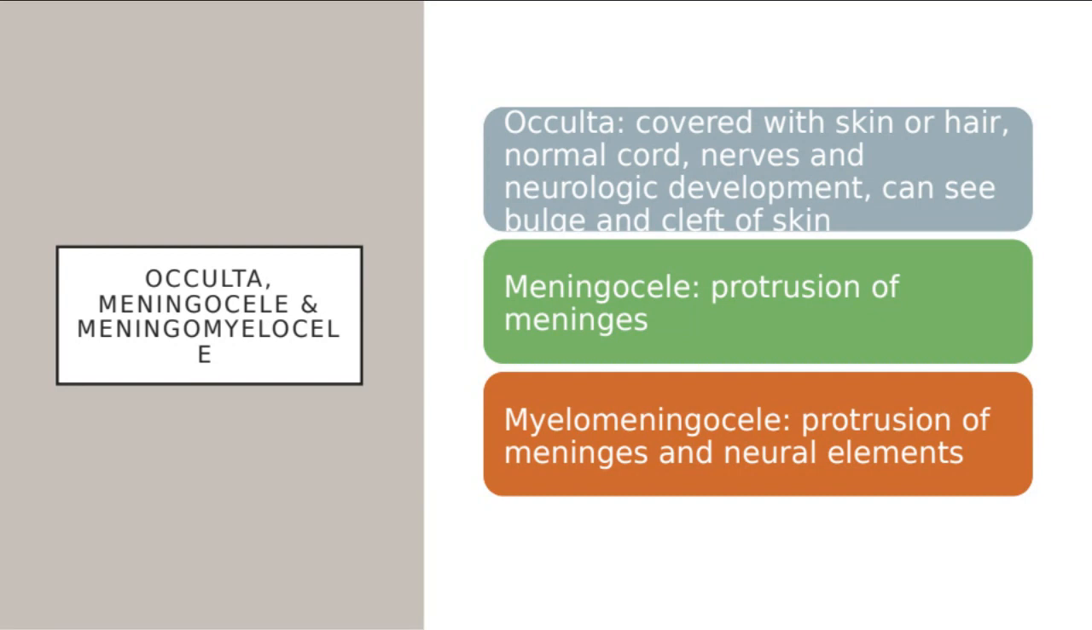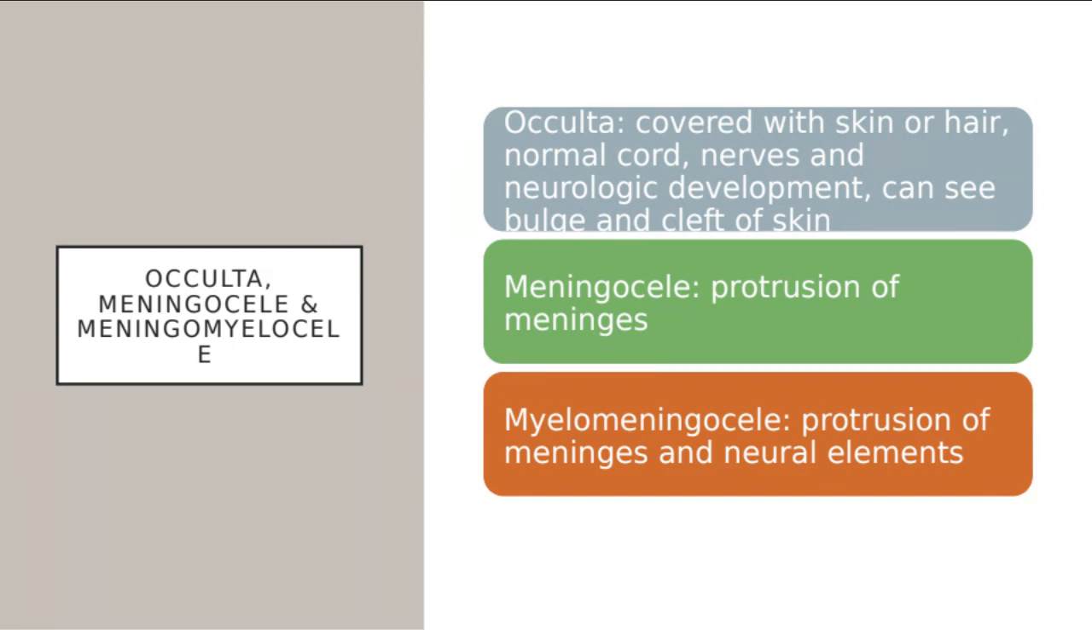This is when we have normal cord, our nerves and neurological development are normal, and all we see is a little bulge. So we have a diagram on the next slide of what that's going to look like. So you're basically thinking nothing is coming out. And in a sense, that is true.